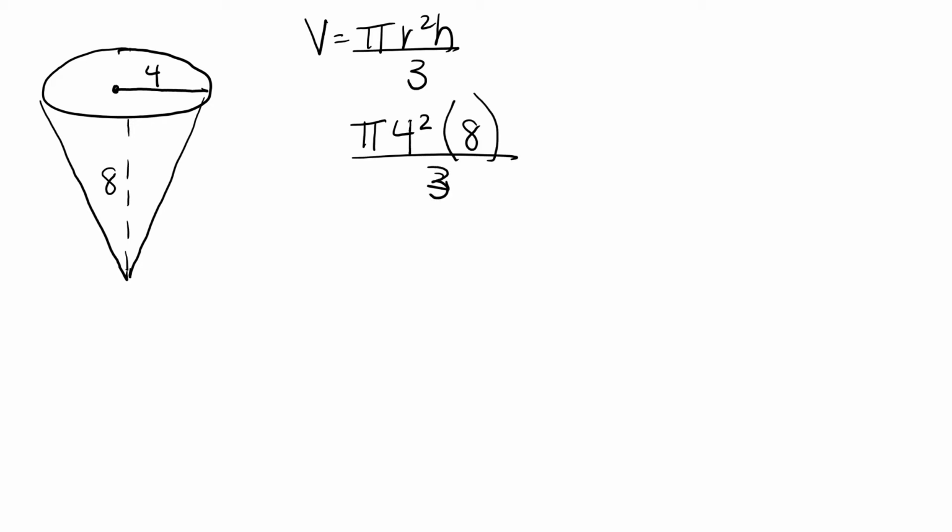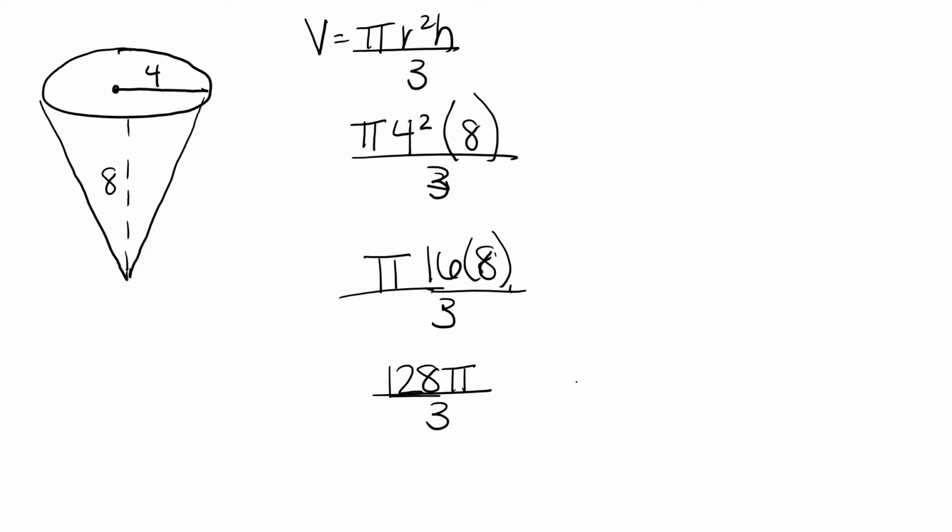We solve the exponents first. 4 squared is going to give us 16. We then multiply the 16 times our height, which is 8, to give us 128. We divide that value by 3 to get 42.6 repeating.